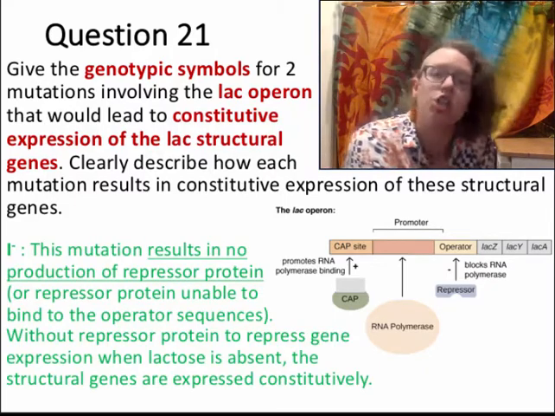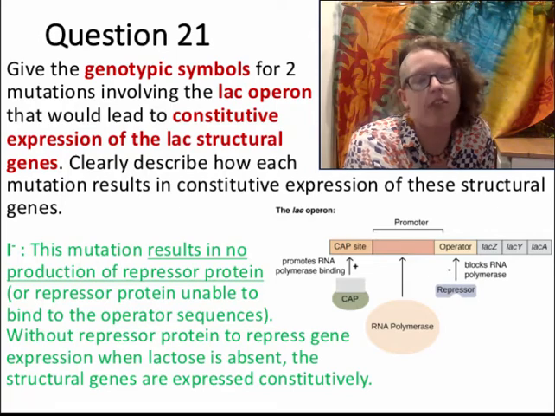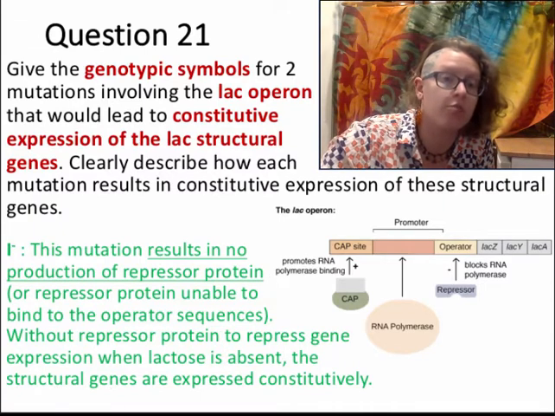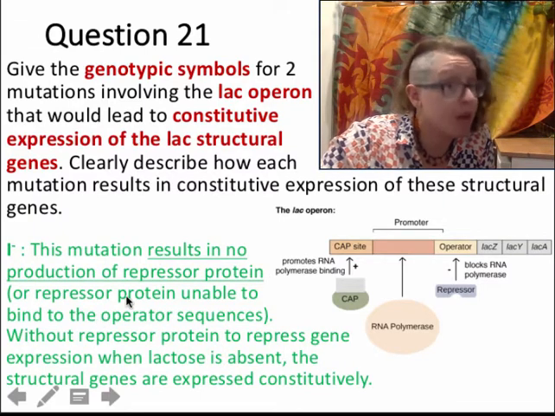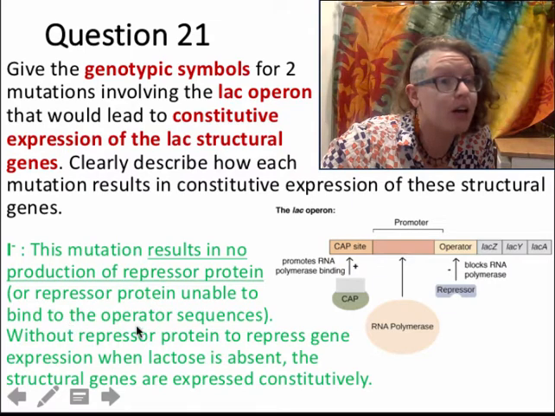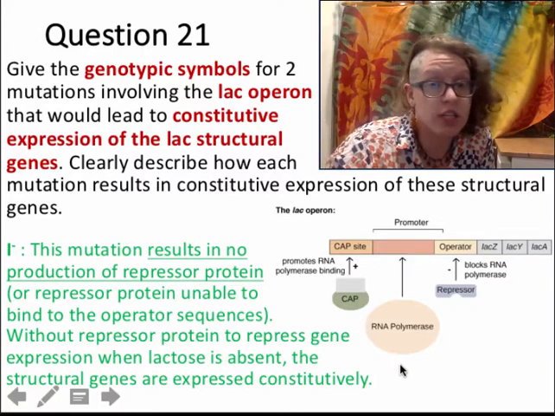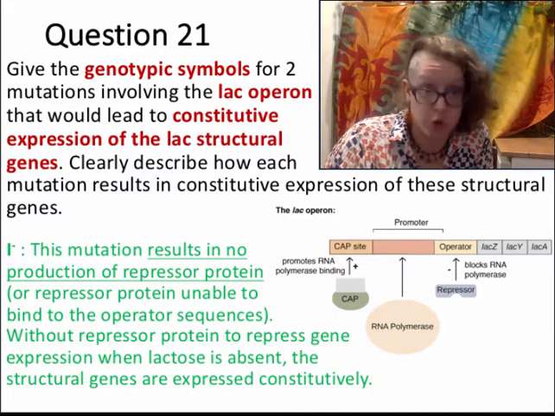First is you can do an I-, a non-functional repressor. So this mutation would result in no functional repressor protein. So it might produce a repressor, but it would be unable to bind the operator sequence. Without the repressor protein to repress gene expression when lactose is absent, the structural genes would be expressed constitutively.